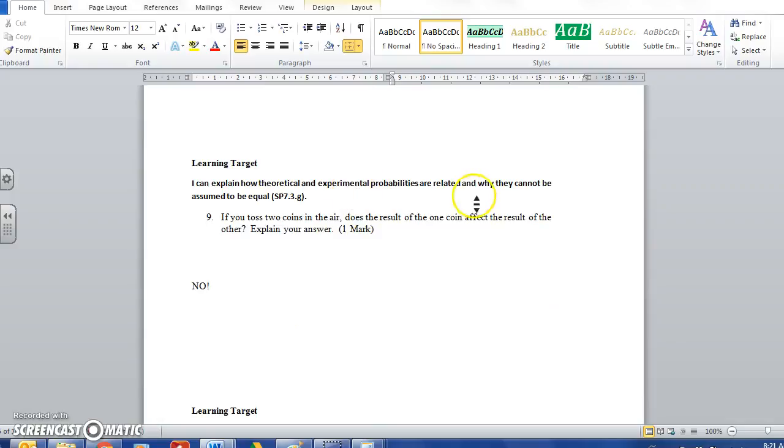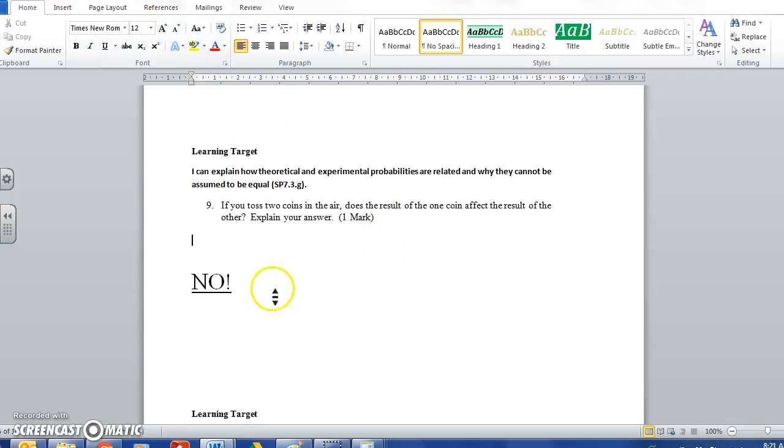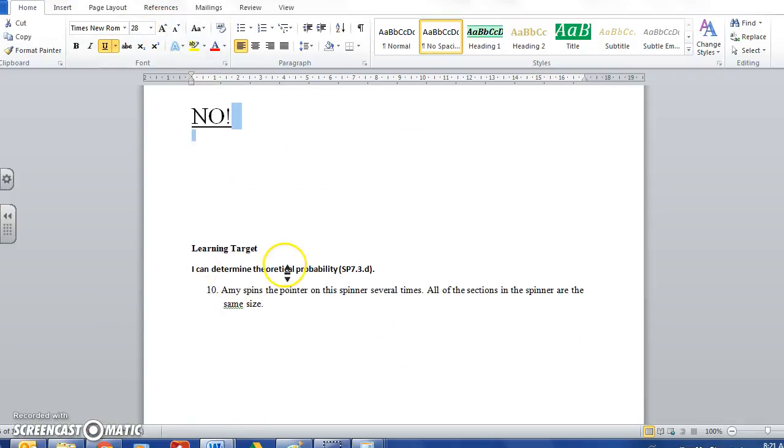I can explain theoretical probabilities. If you toss 2 coins in the air, does the result of one affect the other? No, not at all. Not unless they hit each other in the air. But no. So just no.